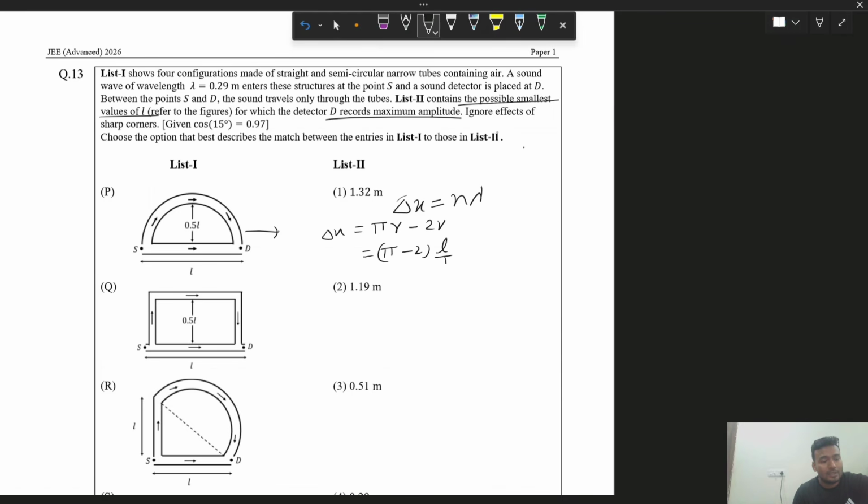R is actually L by 2, right? Now this should be equal to n lambda for constructive interference. So it is 2n lambda by pi minus 2. So n, you can start from the least value. So what is the least value of n? It will be 2 lambda by pi minus 2. So like that you can find out in each case.